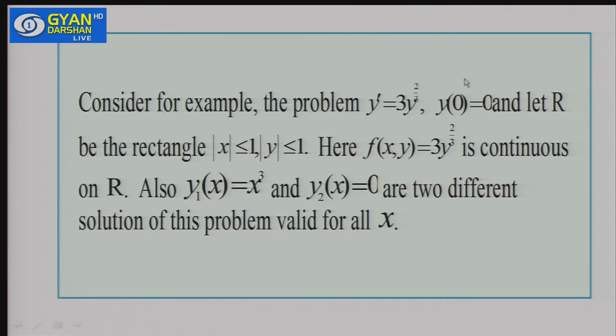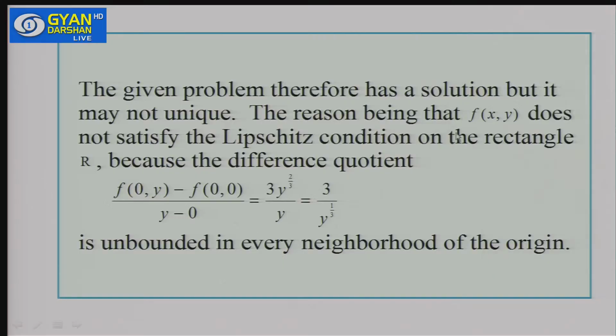That means this equation has two different solutions, not unique. Because this function doesn't satisfy the Lipschitz condition. So a unique solution is not guaranteed if you drop this. But sometimes it happens that the Lipschitz condition isn't satisfied, but you still get a unique solution, as this is not necessary, only sufficient. So this is what we have shown: this function is not satisfying the Lipschitz condition.